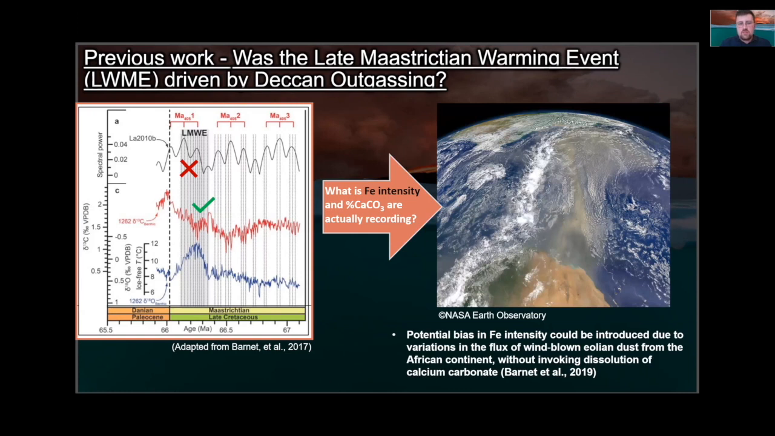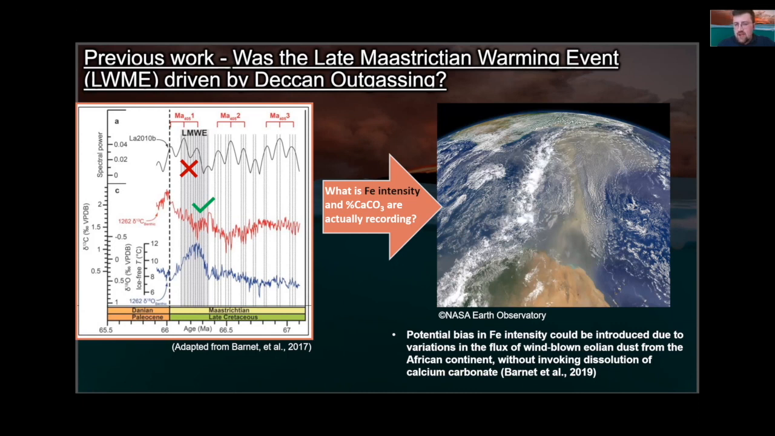So if this was Deccan outgassing of large volcanism, why aren't we seeing the global acidification in the core? Which was a very interesting point to make. So actually, perhaps our sedimentary information is biased in some way.